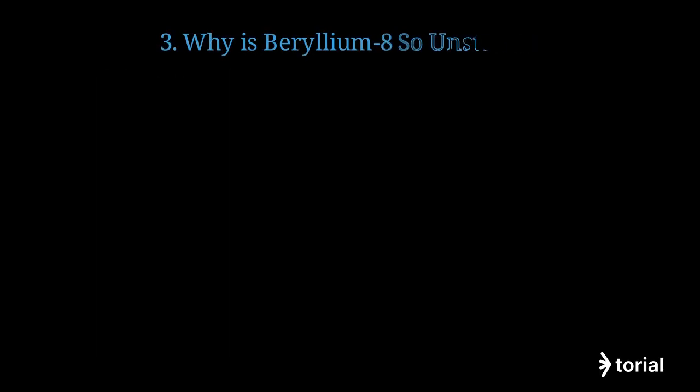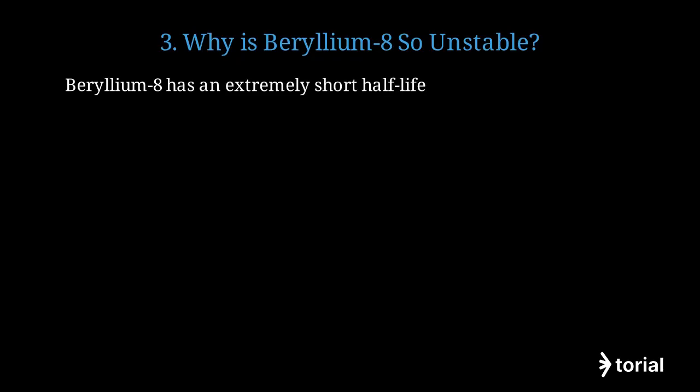The key question is, why is beryllium-8 so incredibly unstable? Beryllium-8 is one of the most unstable nuclei in existence, with an extremely short half-life. Its half-life is approximately 2.6 times 10^-16 seconds. That's less than a trillionth of a second. The beryllium-8 nucleus is so unstable that it immediately wants to break apart in all directions.